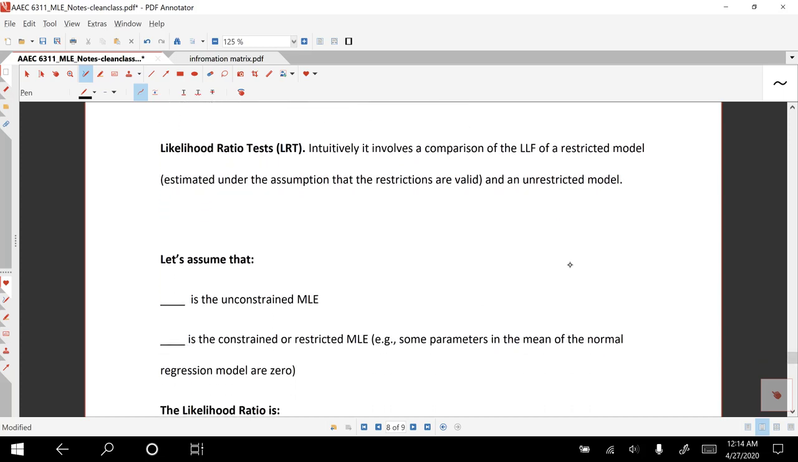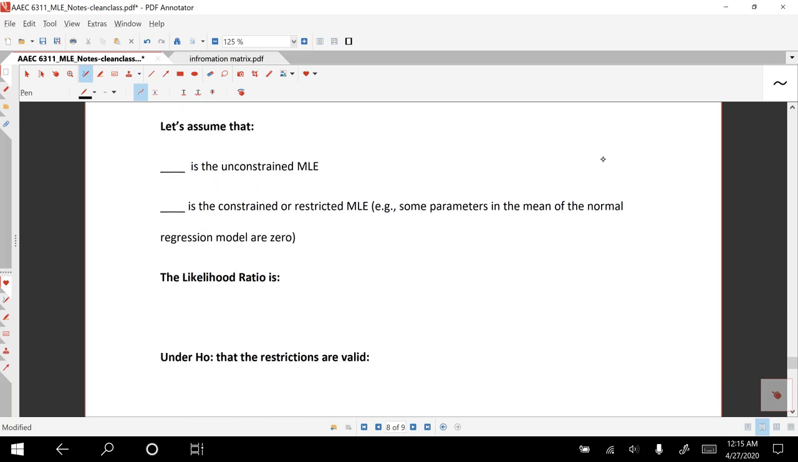In terms of intuition, what you are doing is comparing the log likelihood function of a restricted model and an unrestricted model. That's similar to what you probably learned in econometrics one, where you were comparing nested models, and the F test for certain restrictions is based on the R squares of the restricted and unrestricted models. Here we are comparing the log likelihood function of the restricted versus the unrestricted model. So let's say theta hat u is your unconstrained or unrestricted MLE, and the restricted or constrained MLE is given by theta hat r. For example, you could be testing that some parameters in the mean of the normal regression model are zero.